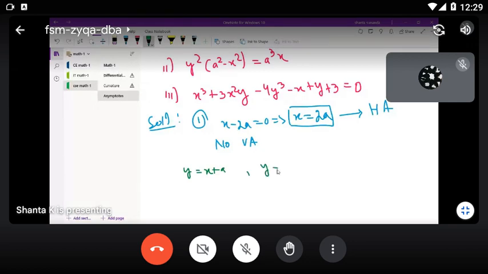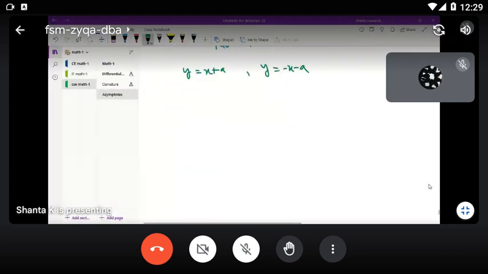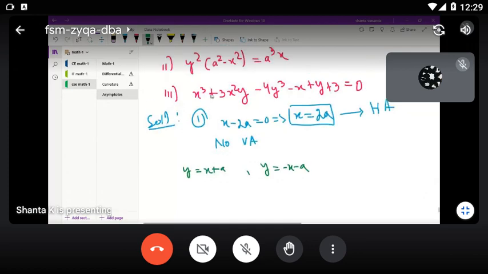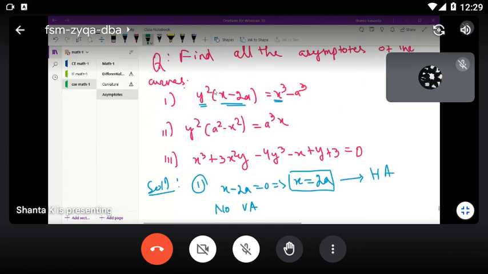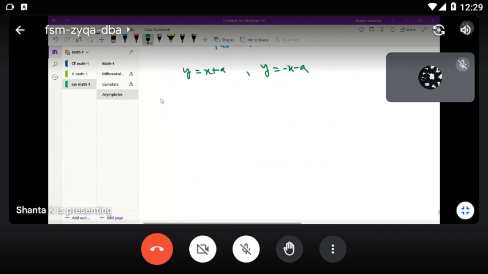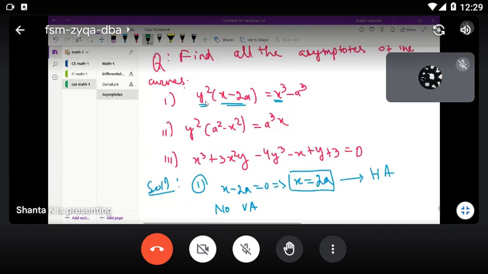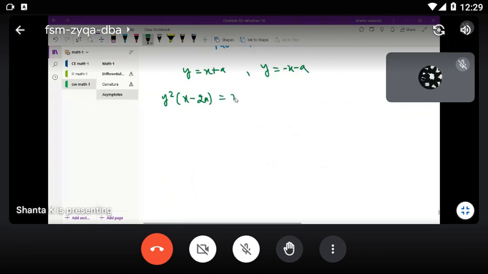Yes, ma'am. So you substituted that. So if you substitute, what is the equation? y square into x minus 2a, then we have x cube minus a cube.